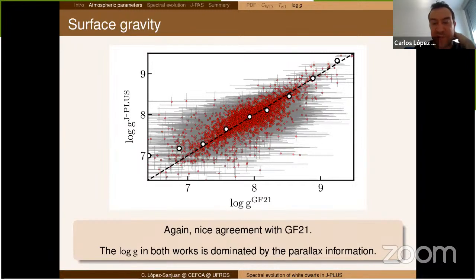Also, the same for the gravity. Again, we find a very nice agreement, but that was not surprising because in both cases the gravity is dictated basically by the parallax information, and we are using the same parallax, so it's nothing impressive here.